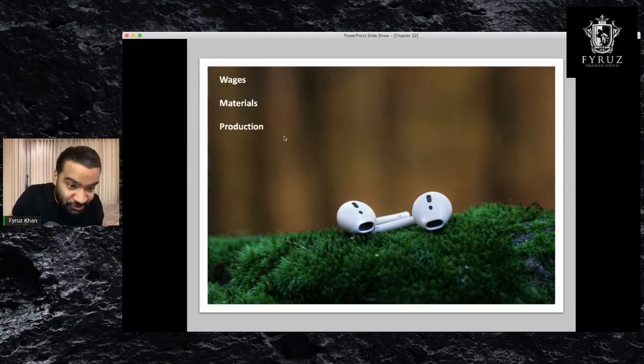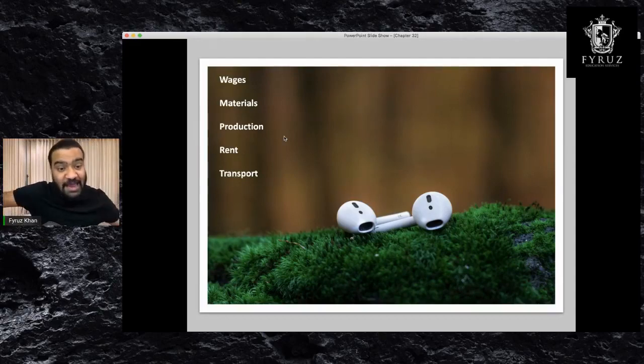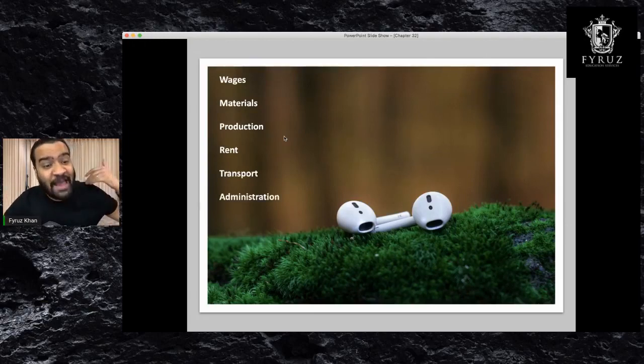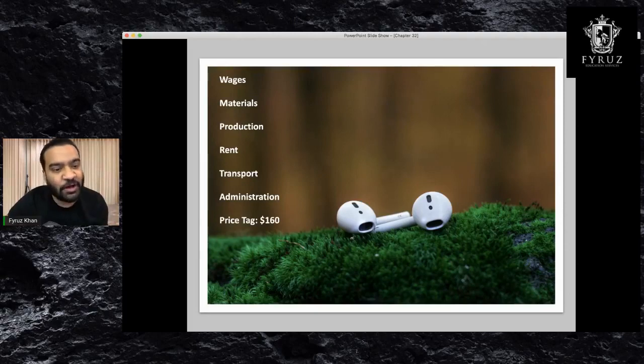You will have production cost, people working in the production department. You would have to pay rent, right? It may be office rent, it may be factory rent, it may be warehouse rent, okay? There are transport costs involved because you may have to transport raw materials and the end product from one place to the other. You have administration costs as well, okay? When you take all these costs, wages and materials and production, rent, transport, administration, when you take everything, it'll have a price tag of $160.